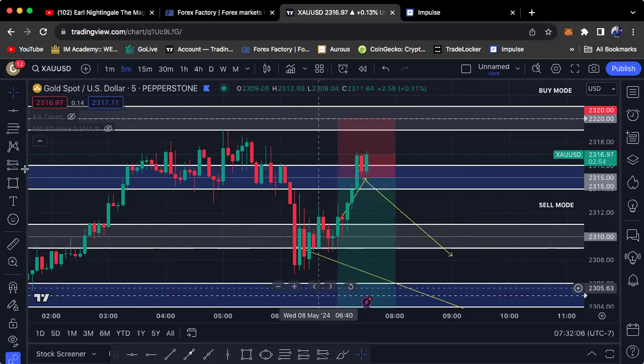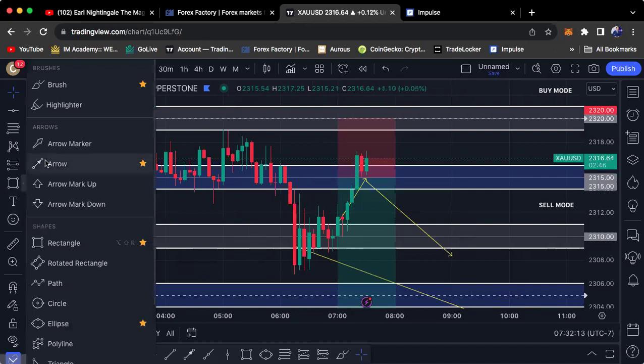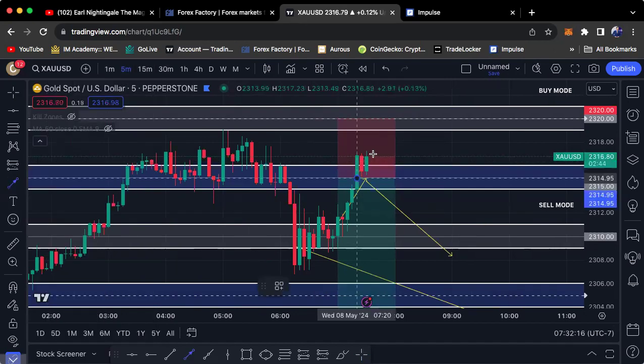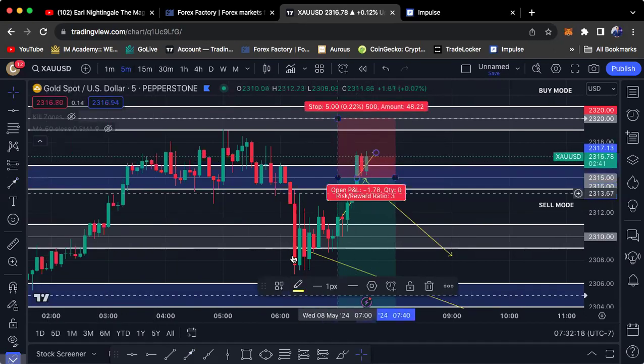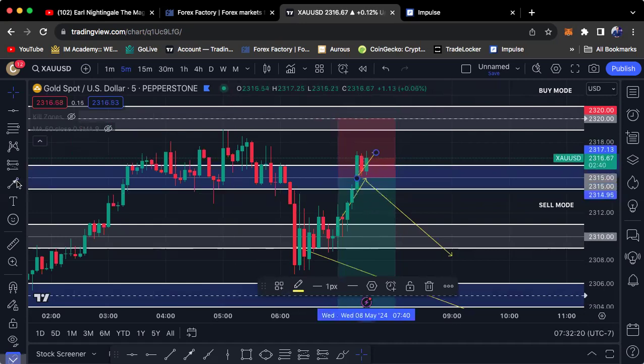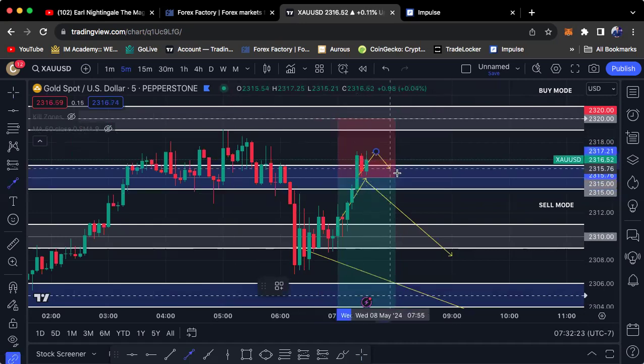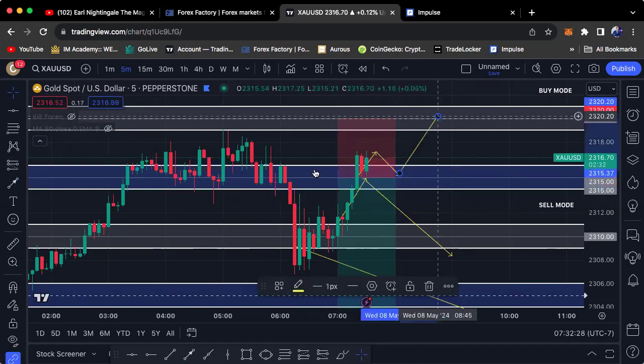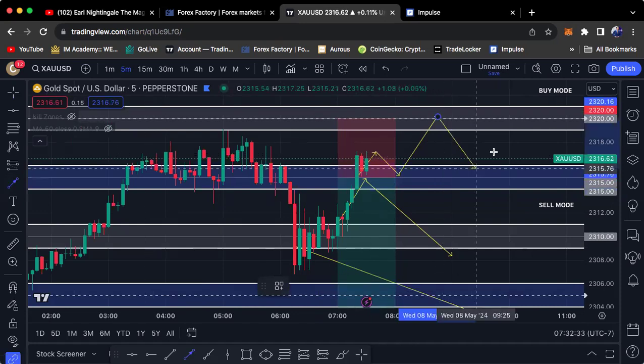And now price is telling me that it's doing this. It may break above, retest. Boom. And here you can potentially take the sell again.